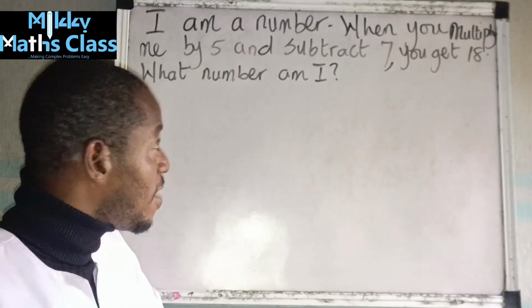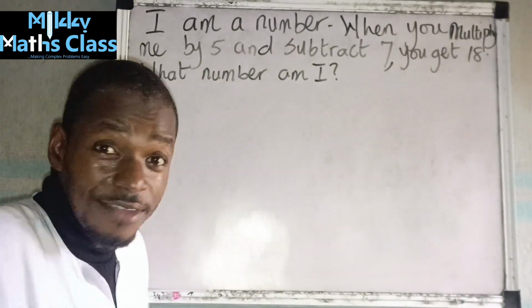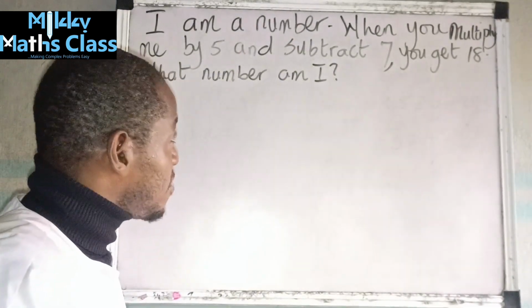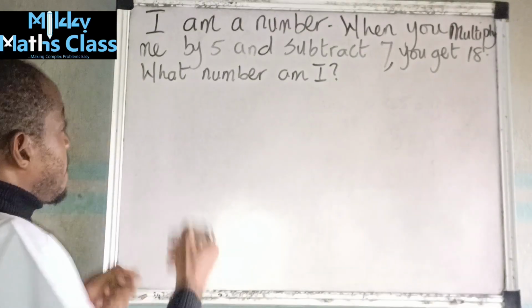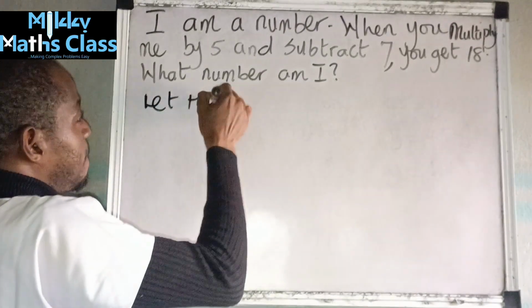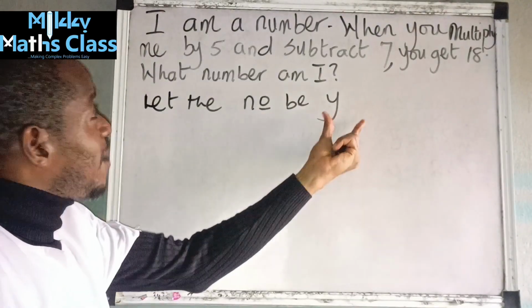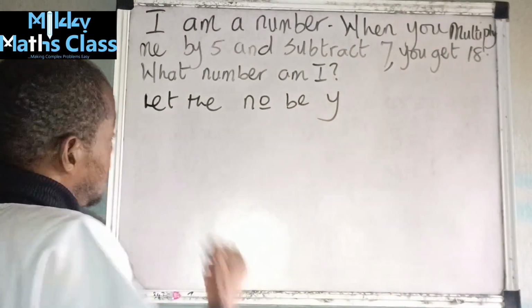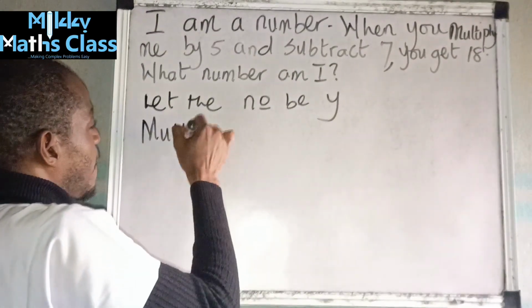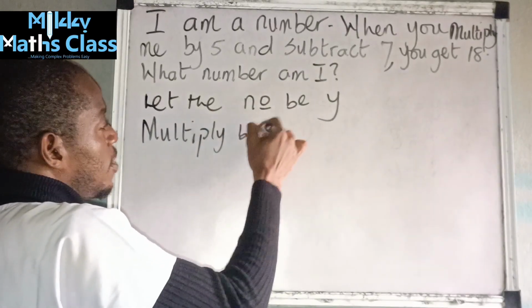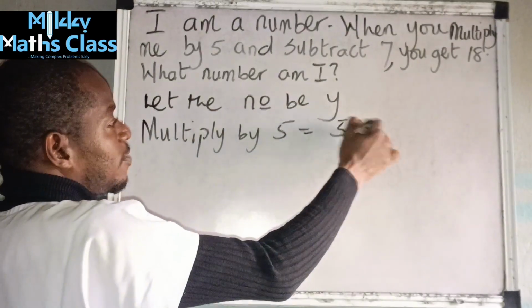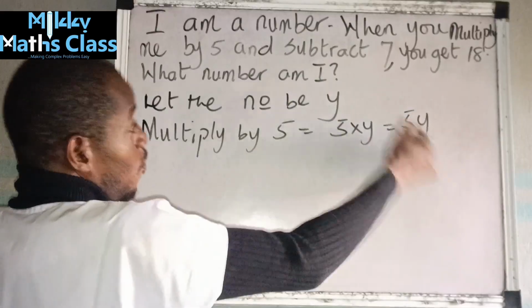It says I am a number, when you multiply me by 5 and subtract 7. So we say let the number be y. Now, when we multiply this number by 5, we'll have 5 times y, which is equal to 5y.